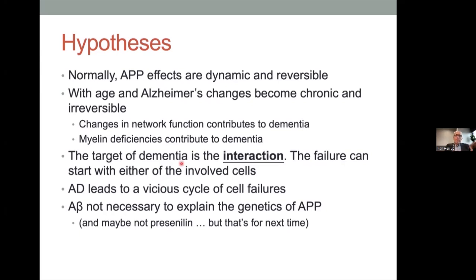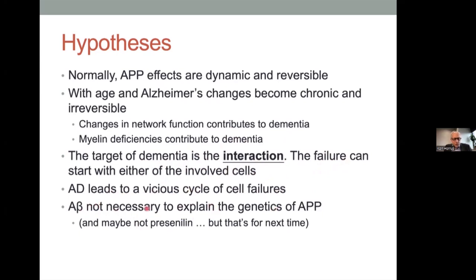Thinking about it therapeutically, I would argue that what you really want to focus on is not the oligo itself, not the neuron itself, but rather that the target of dementia is the interaction between the two. The failure of this interaction can begin in the oligo or it can begin in the neuron, but it's the interaction that matters, so it doesn't really matter where it starts. Alzheimer's actually represents a vicious cycle of failures in this interaction and in other activities.